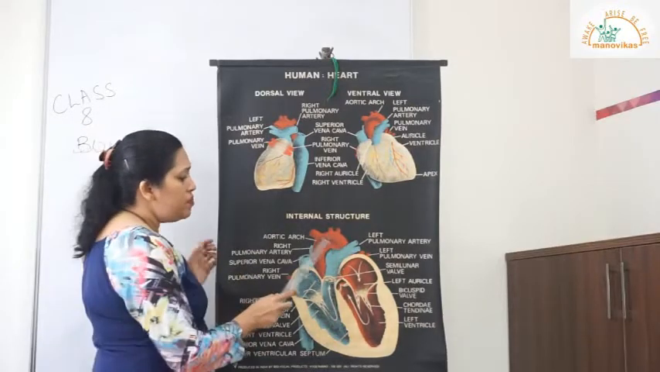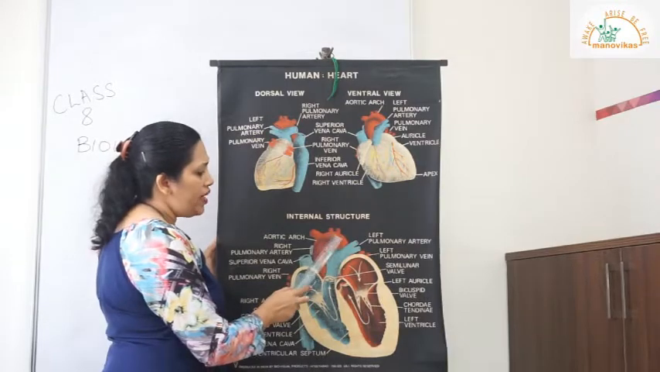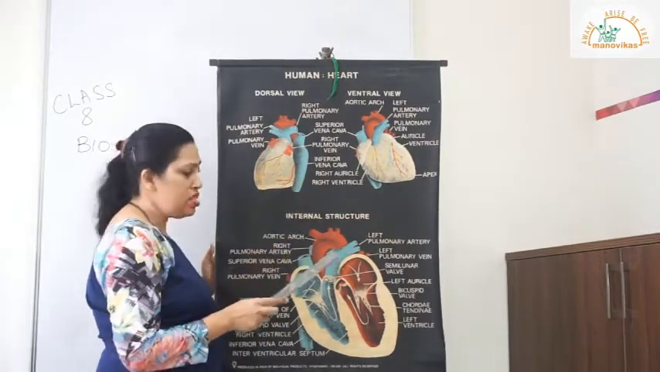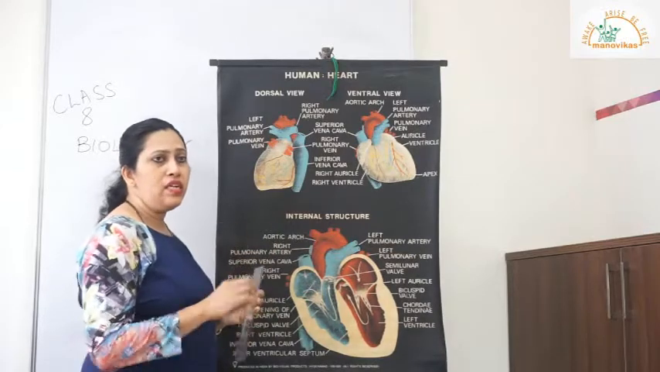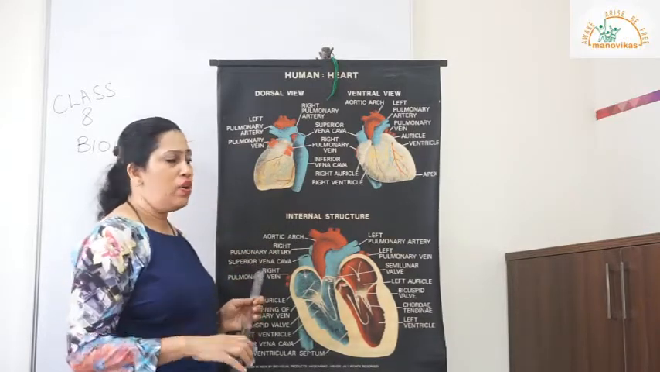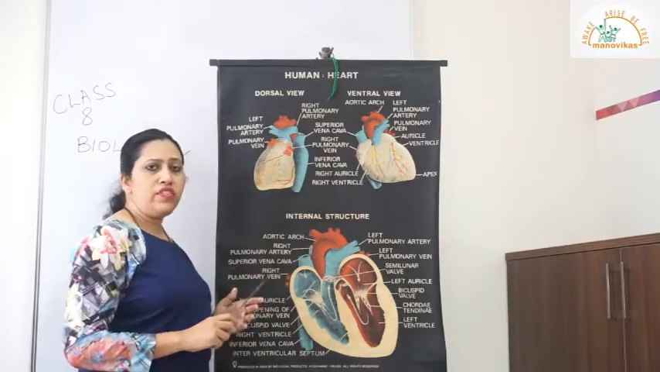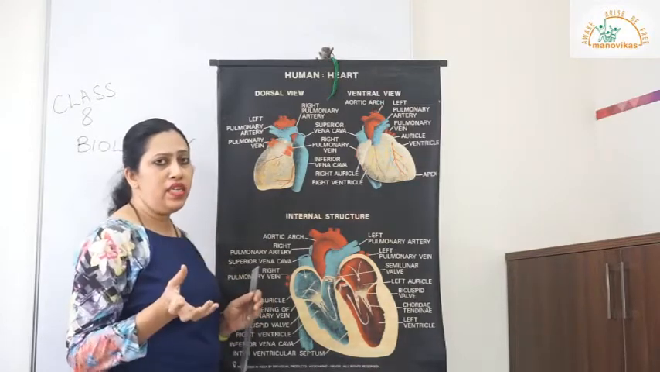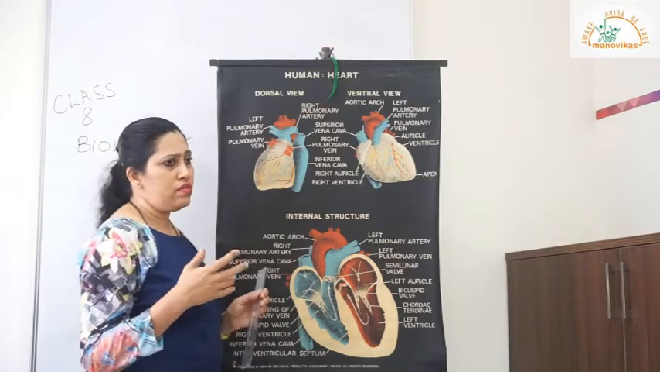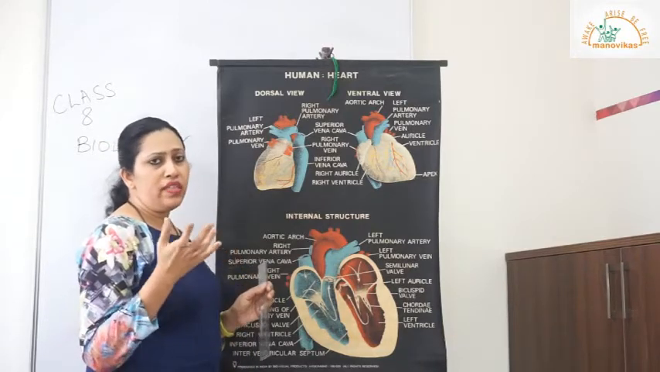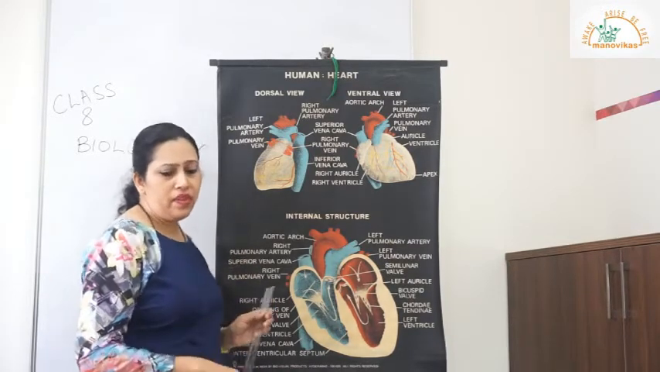Now, the aorta is the biggest artery in the human body, and it will be divided into many branches where they will be going to all the parts of the body with different names. The artery which is going to the kidney is called the renal artery. The artery which is going to the liver and the intestines is the hepatic artery, etc.